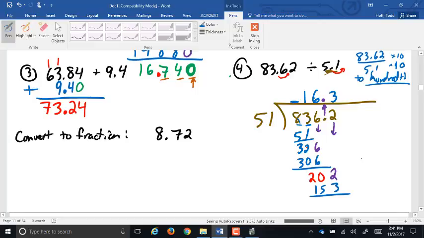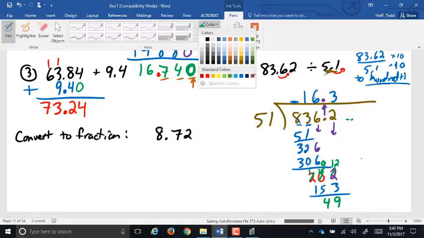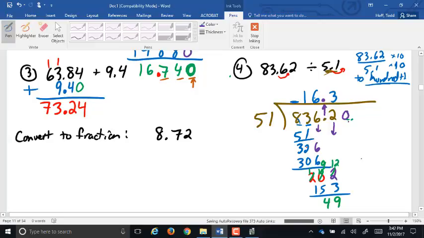To subtract here, this will be a 1 and a 10. We borrow, that's 9 and 12. 12 minus 3 is 9. 9 minus 5 is 4. So we've got 49. There's no more digits up here, so are we done? No. We want it to the nearest hundredth, so we're going to add a 0 and bring it down.